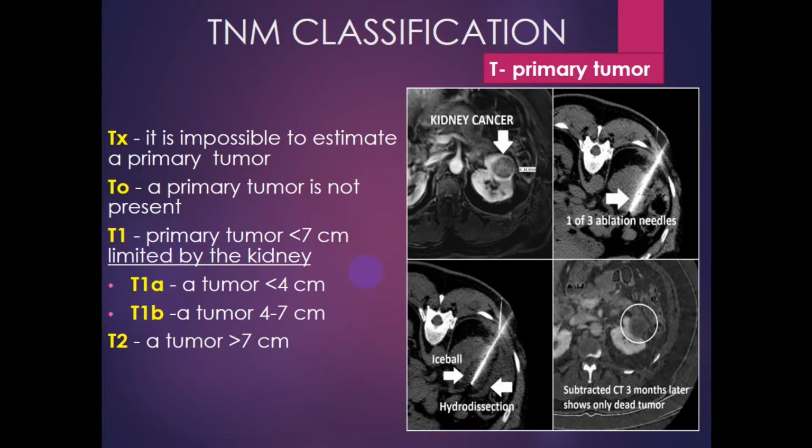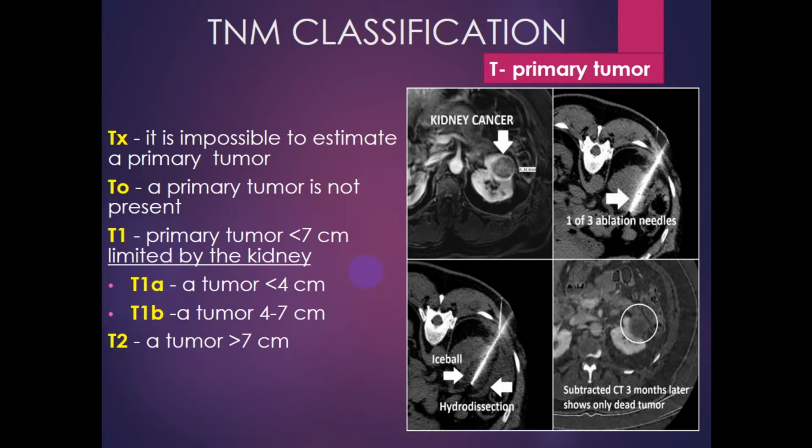We don't know if a tumor is present or not. T0: a primary tumor is not present. We know it definitely. T1: primary tumor is present but less than 7 centimeters and it's limited to the kidney. It's one of the most important points. But it's graded into T1A and T1B according to the size, more than 4 centimeters or less than it.